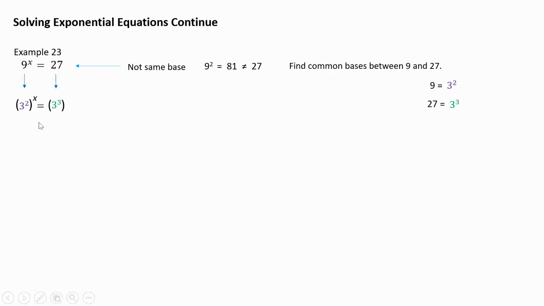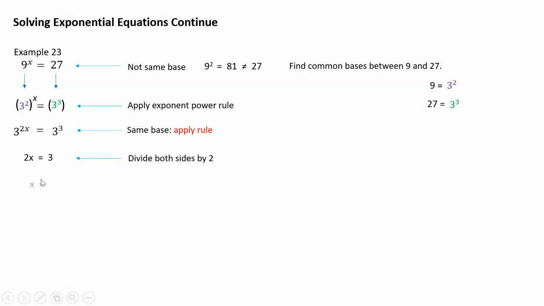So here we apply the exponent power rule. When you have a power to a power, we multiply the powers. So this becomes 3 to the 2x equals 3 cubed. Now we have the same base, so now we can apply the rule. Once we have the same base, you set the exponents equal to each other. So 2x equals 3, so we divide both sides by 2. So the answer will be 3 over 2. Okay. And again, you can check your work. You plug in 3/2 for x, put it in the calculator, and it's going to give you 27. So I know this is a correct answer.